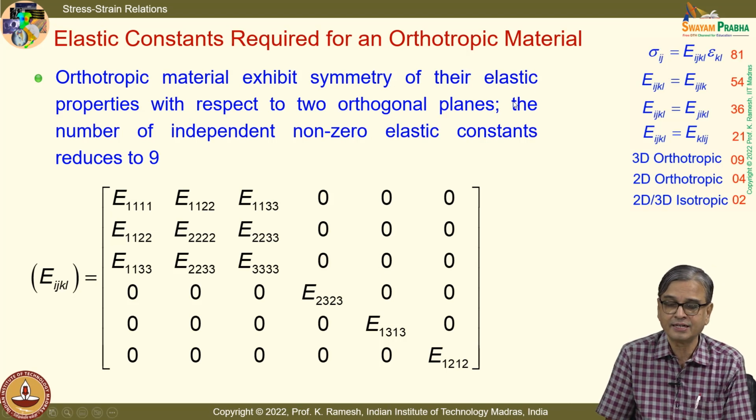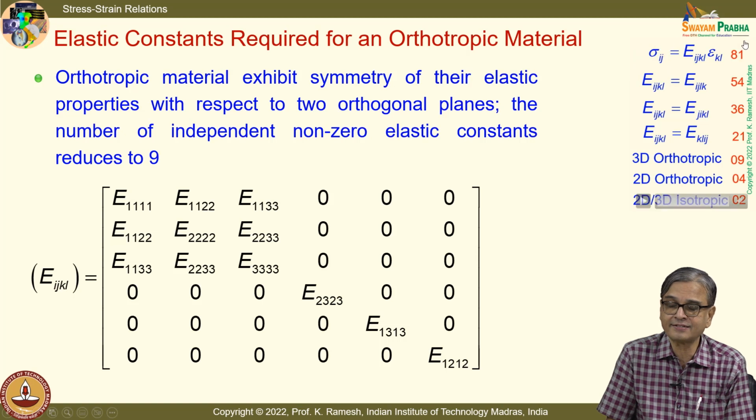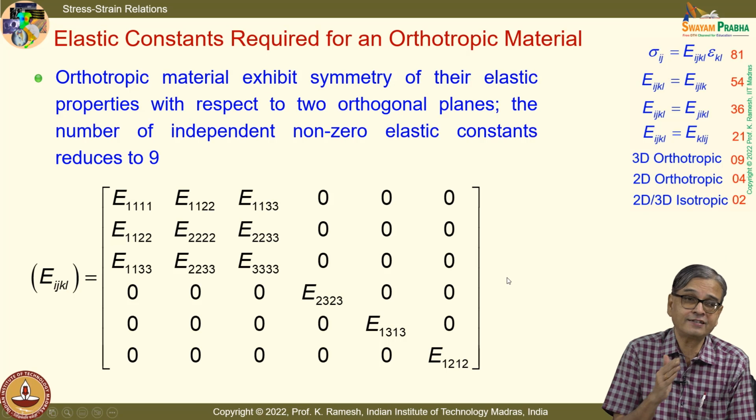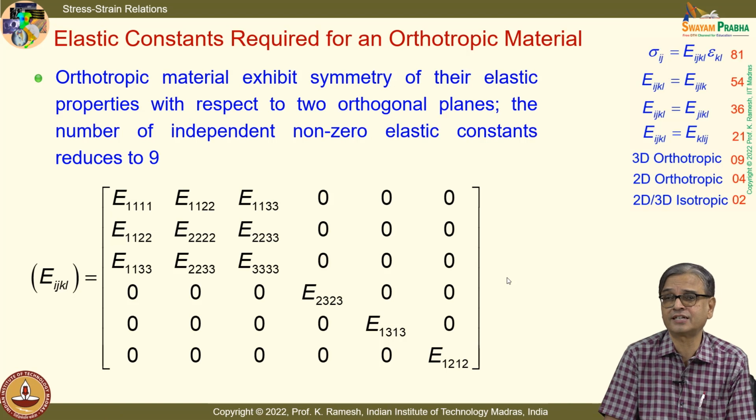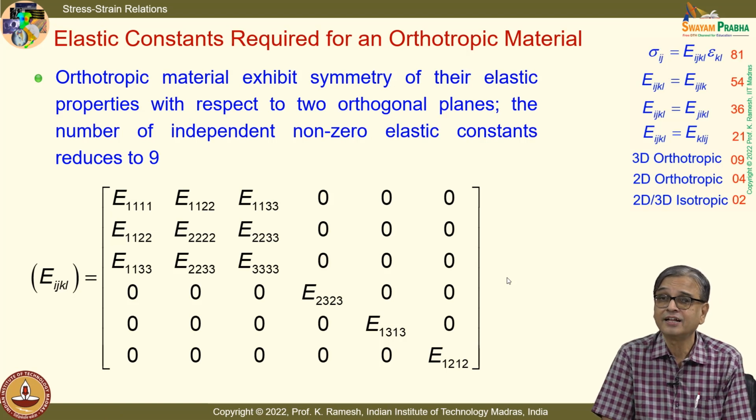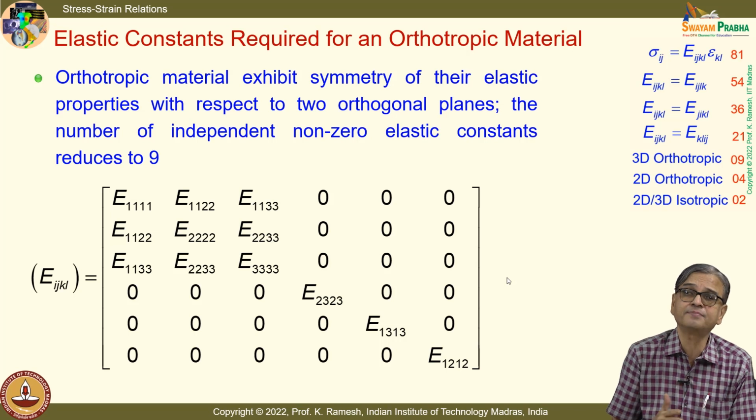So what you have is that an anisotropic material has 81 to start with the discussion, but we all know that the stress tensor is symmetric, the strain tensor is symmetric. When I apply all this and also bring in the thermodynamical condition, it reduces to 21. A 3D orthotropic has 9 elastic constants that you see here. A 2D orthotropic will have 4 elastic constants. Whether it is 2D or 3D, an isotropic material has 2 elastic constants only, which makes our life extremely simpler.